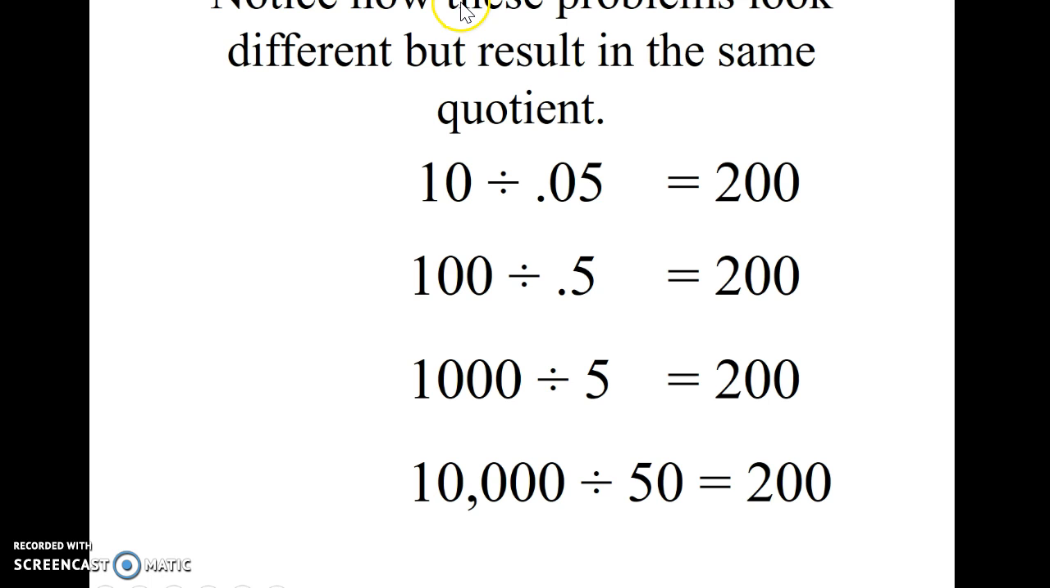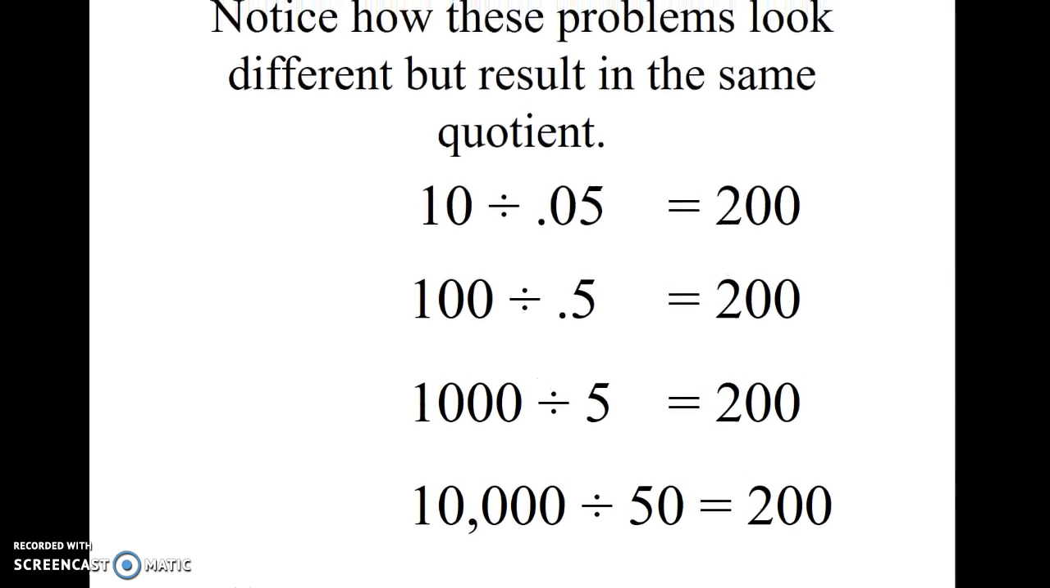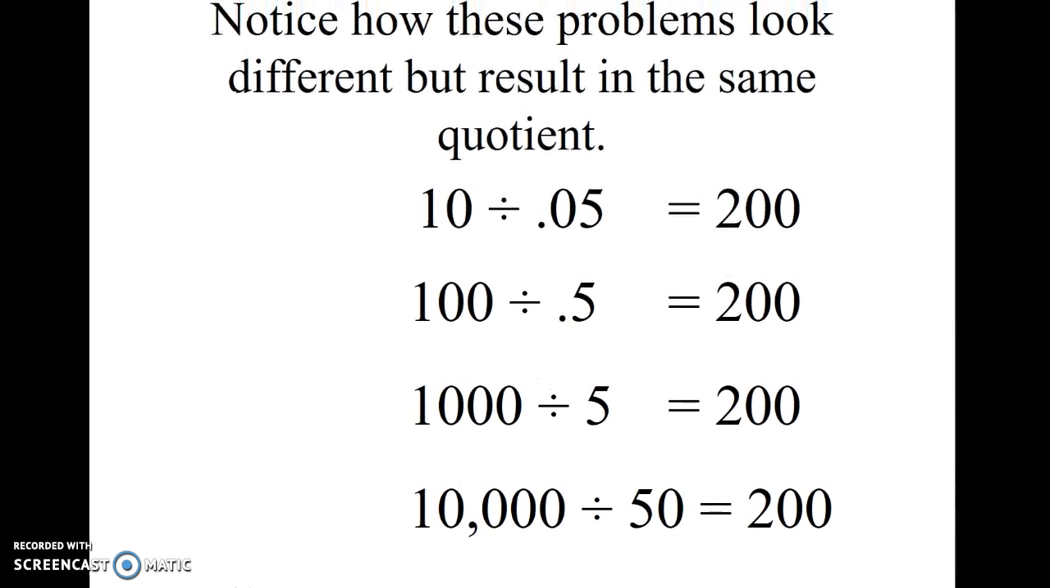So let's look at these problems and notice how the problems actually look different, but they're all going to result in the same quotient. I want you to take a minute and look back at your observations. Do they still hold true for this set of problems? And are there any other observations you can make or add to your list in the summary section of the WSQ? Pause the video and do that now.